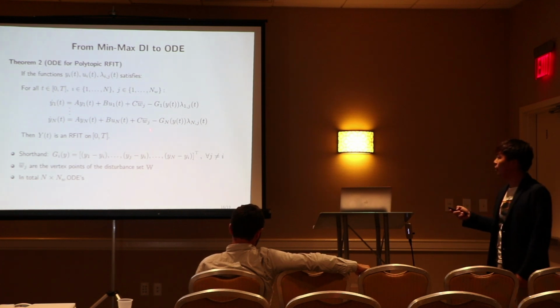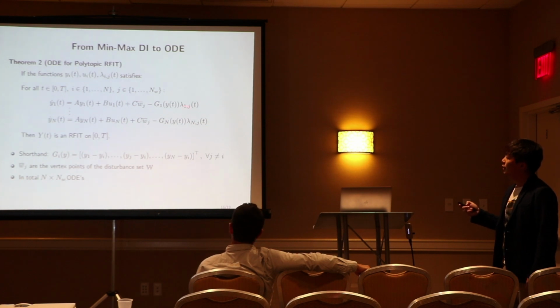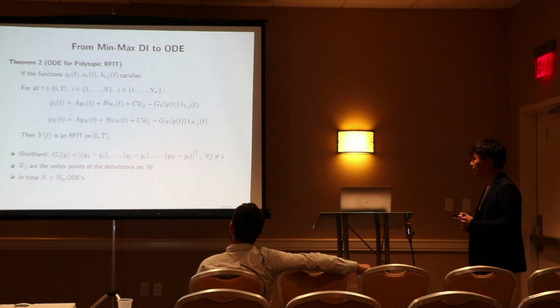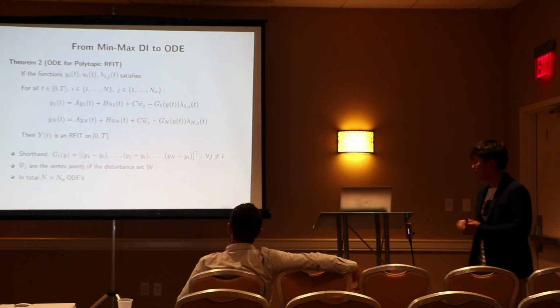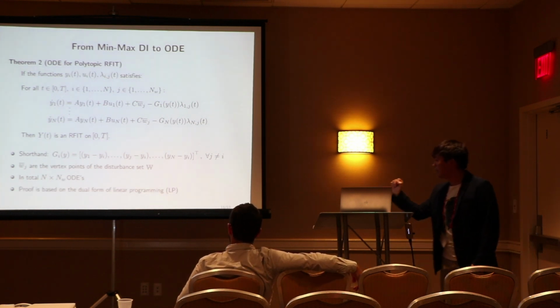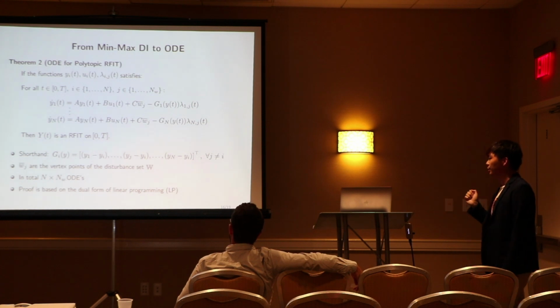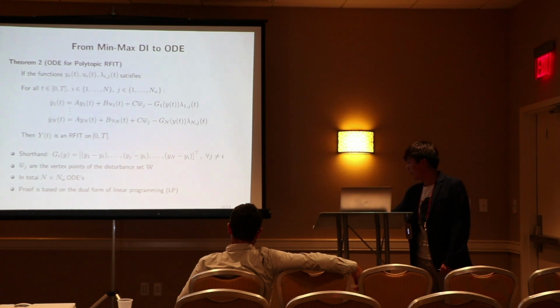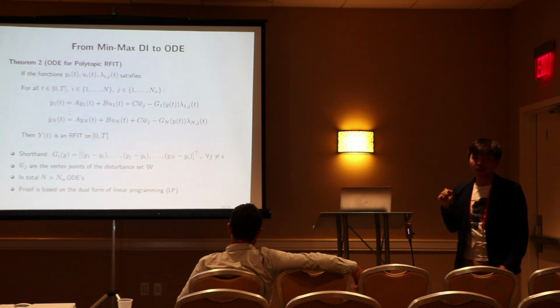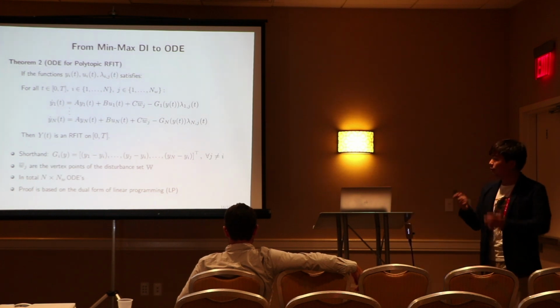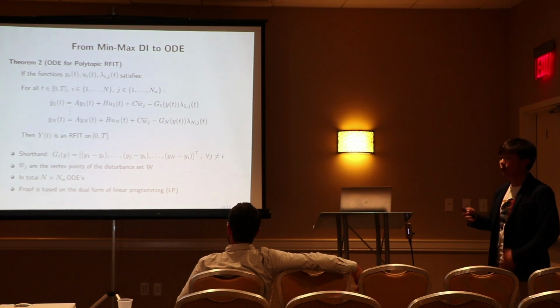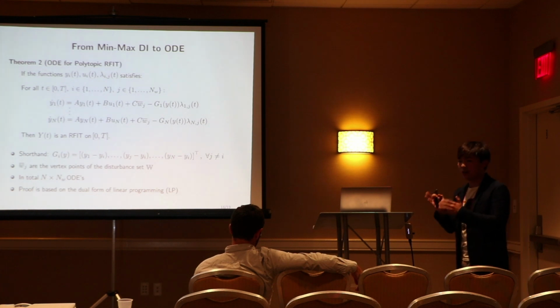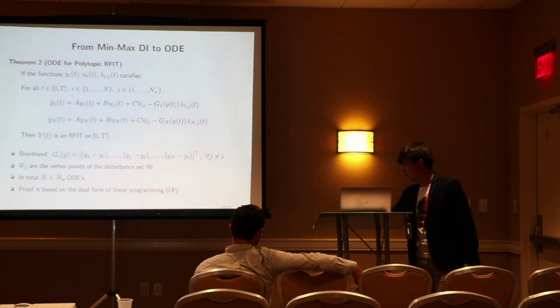And also in this last term in the ODE here, we have some additional degrees of freedom, which we call multipliers, lambda_i's, that later on will be our decision variables. So I will omit the proof here, but it is based on the dual form of linear programming. If you are interested, you can check it out in our paper. So the important thing here is that in order to construct such an RFIT, we only need those ODEs to be satisfied. And those can be directly incorporated into our control problem.